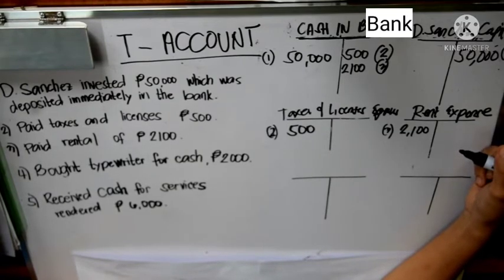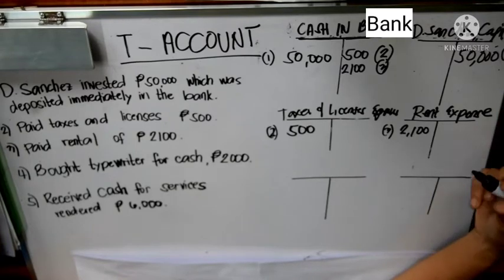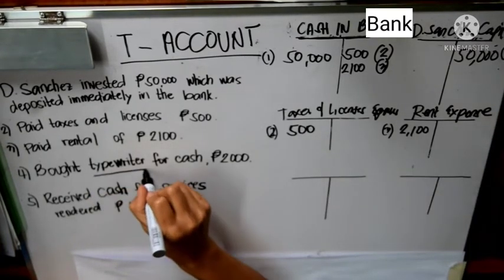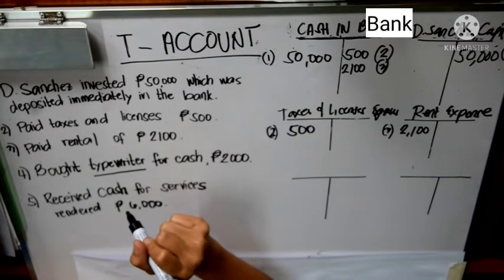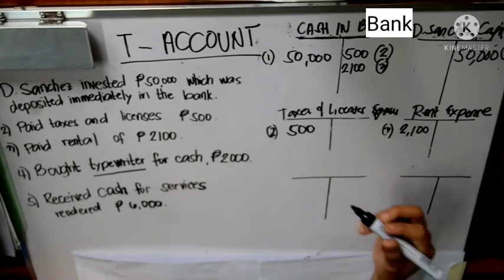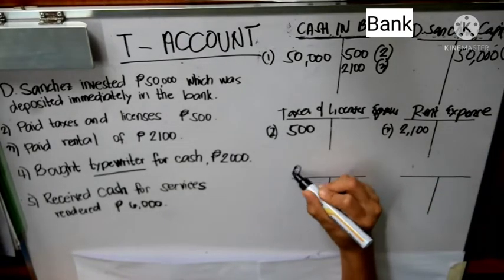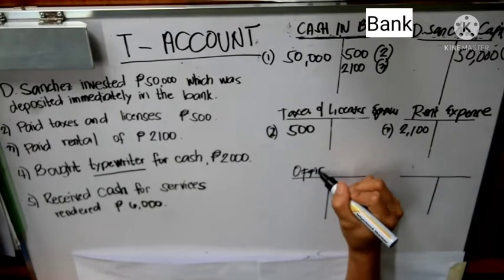So, bought typewriter, ibig sabihin, bumili tayo ng typewriter. And typewriter is considered as, the account title for typewriter is, that belongs to office equipment. So, wala pa tayong office equipment na T account, right? So, gagawa ulit tayo ng T account for our office equipment.